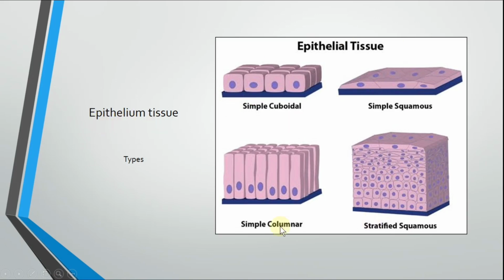These are the types of epithelial tissue. This is cuboidal epithelium. This is squamous epithelium. As you can see, it is in layers. Columnar epithelium. It looks like a pillar-like structure. Stratified squamous epithelium.